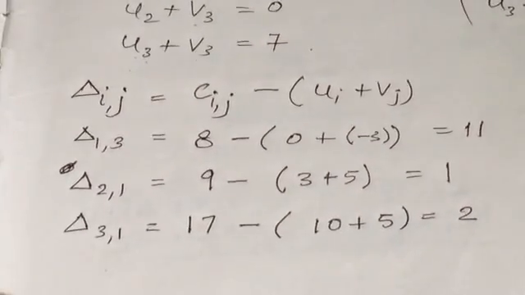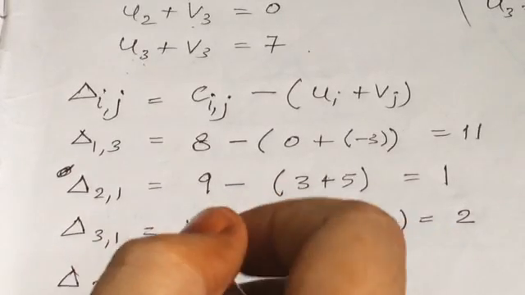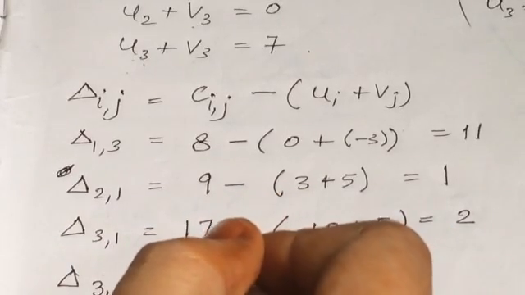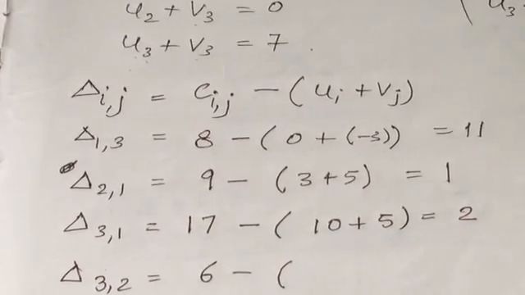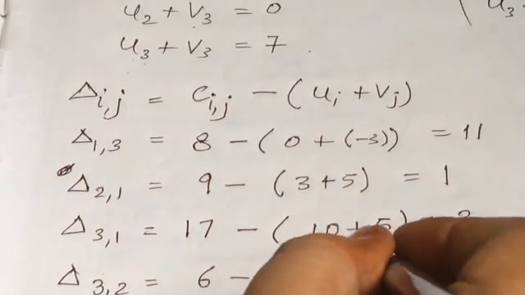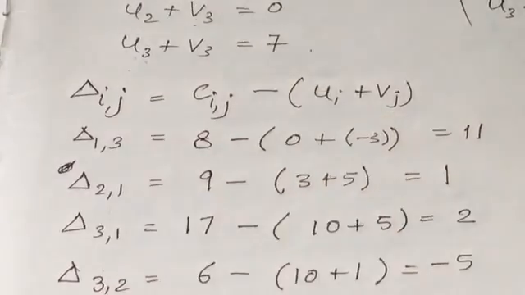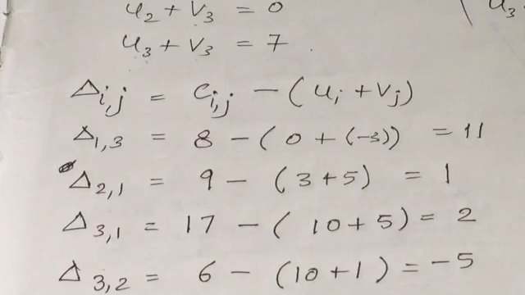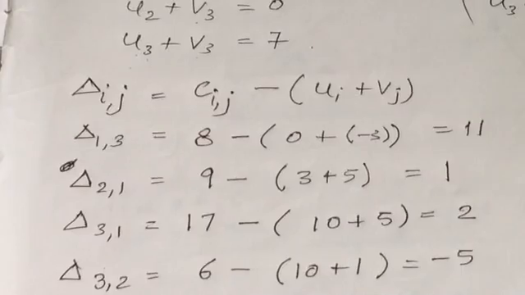Now the next unoccupied cell is 3,2. So del 3,2. C32 is 6 minus (u3 plus v2). What is u3 plus v2? u3 plus v2 is 10 plus 1, which is equal to 11, and 6 minus 11 is minus 5. So we have calculated all the unoccupied cells.